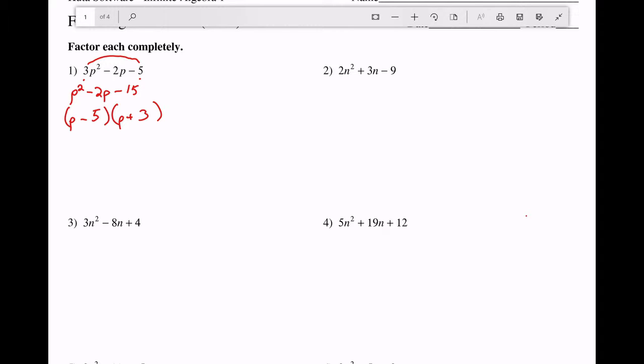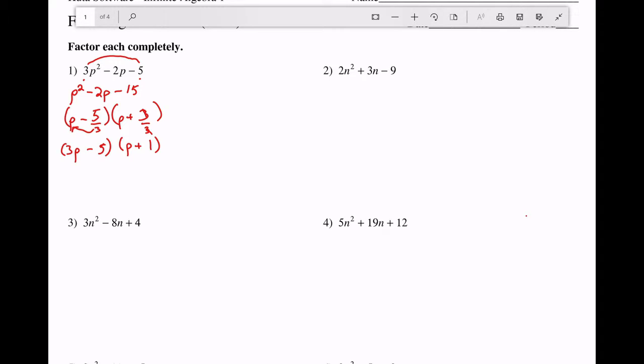Okay, so now this is where we have to do something a little bit different. I took the 3 and slipped it over here, and so now I want to divide the last number in both binomials by 3. This one right here, the 3's cancel out and it becomes p plus 1. The very first one, 3 doesn't go into 5 evenly, and so I'm going to put it back in front of p. So I'm going to have 3p minus 5.